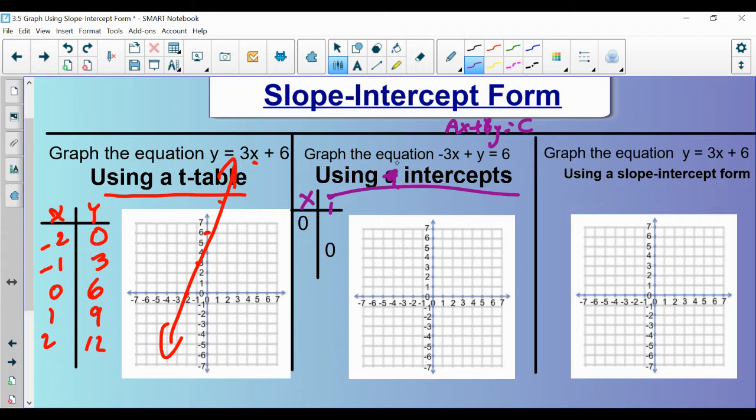So what you do is you'd plug in 0 for x. Plugging in 0 for x makes this go away. And then we just have y equals 6.